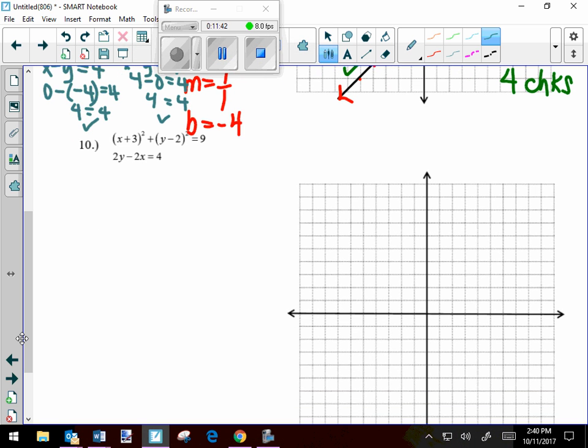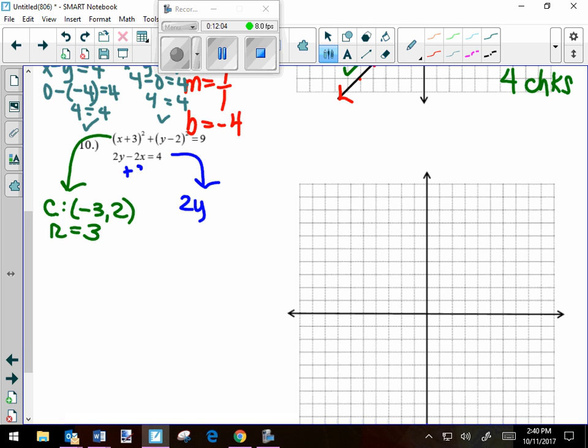Question 10, same idea, a little bit more involved. Not terrible though. In question 10, this first thing that I'm graphing is a circle. The x is squared, the y is squared. The center of the circle, negative 3, 2. Radius is 3. The other thing that I'm graphing is a line, x to the first, y to the first.